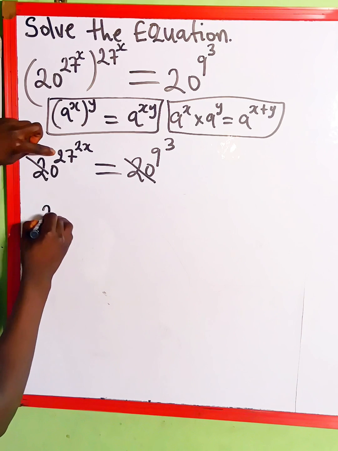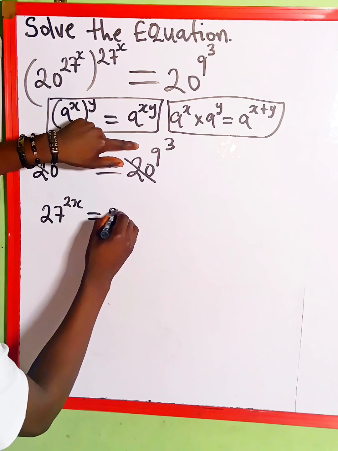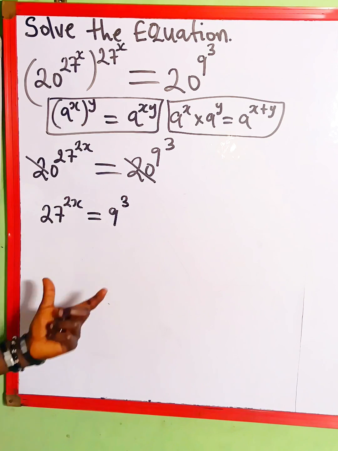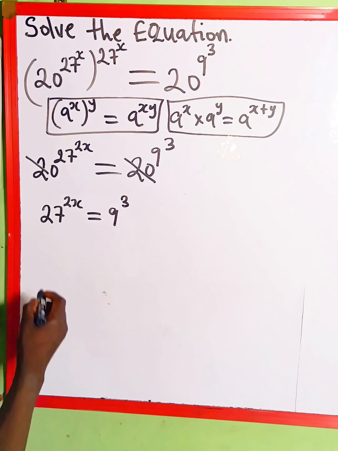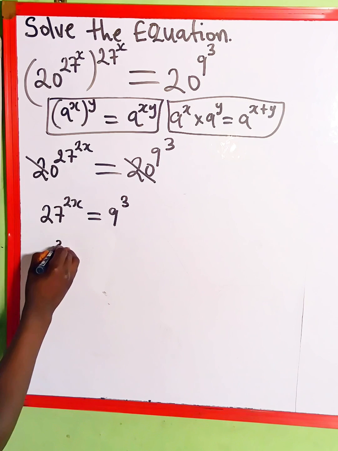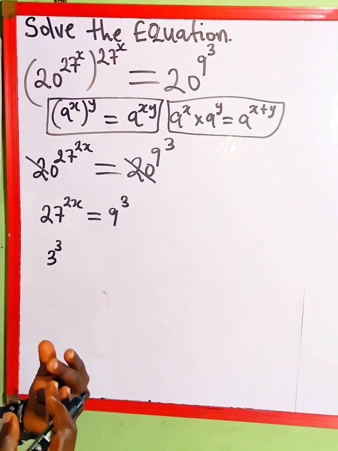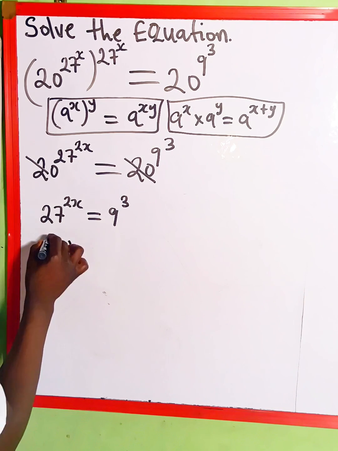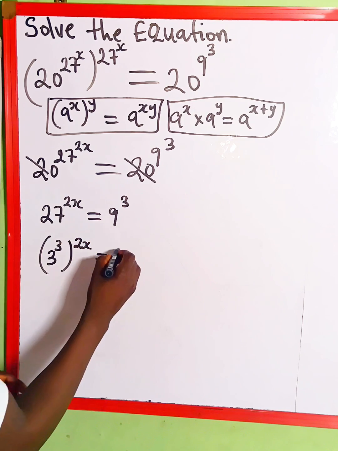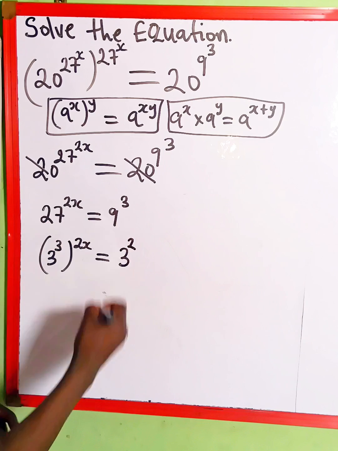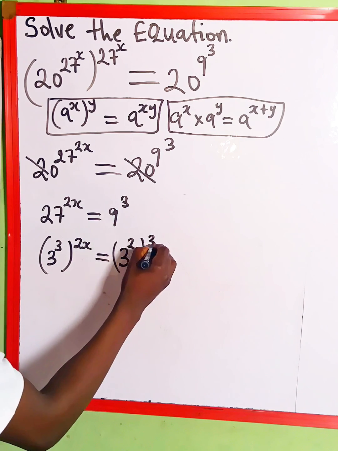So the first power is what? 27 to the power of 2x, which is equal to the second power, which is 9 to the power of 3. Now from here, we can go ahead and try to make the bases the same. 27 can also be written as 3 to the power of 3 in index form, because when you multiply 3 by itself 3 times, it's going to give us 27. Then all raised to the power of this 2x, which is equal to 9, which is the same as 3 to the power of 2, because 3 multiplied by 3 is going to give us 9. Then all raised to the power of 3.